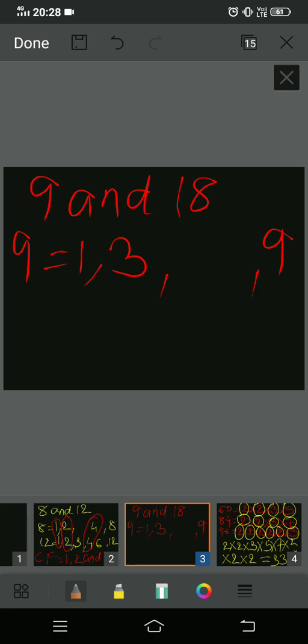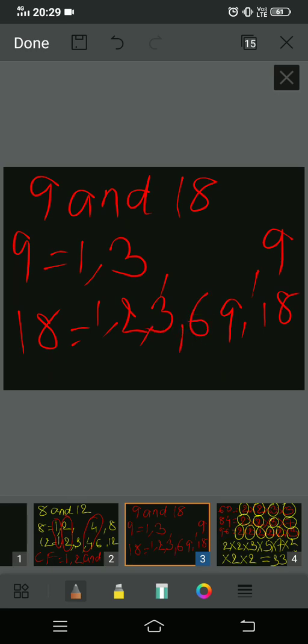That is it, right? 1, 3 and 9, that is all; 9 comes in the tables of these numbers. And then it is 18: 1 and 18, and then 2 and 9. 2 9s are 18, 1 18s are 18, 18 1s are 18. That is why 1 and 18 we have written here. 2 9s are 18. That is why 2 and 9 we have written here. And then comes 3 6s are 18.